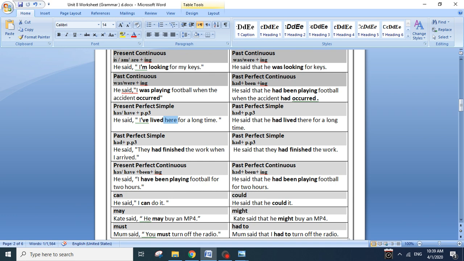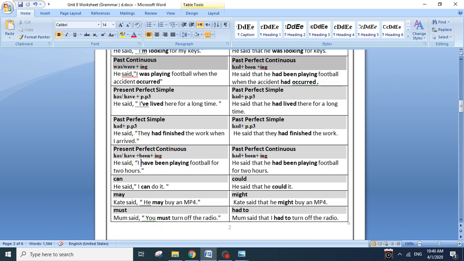Next one, past perfect. He said they had finished. It will be the same tense. So he said that they, no change with this pronoun because it's already in third person pronoun. He said that they had finished the work when he arrived.